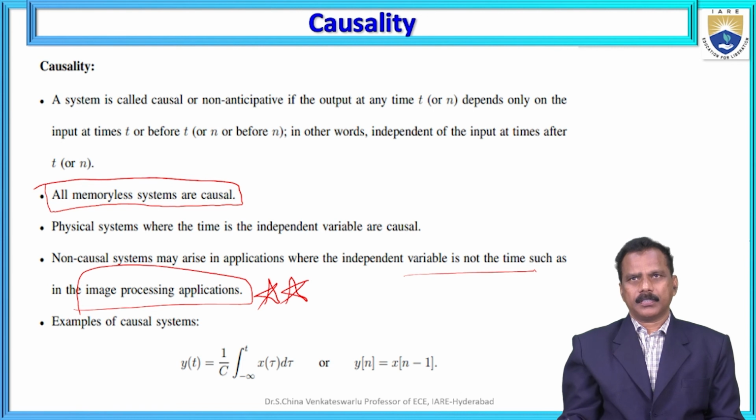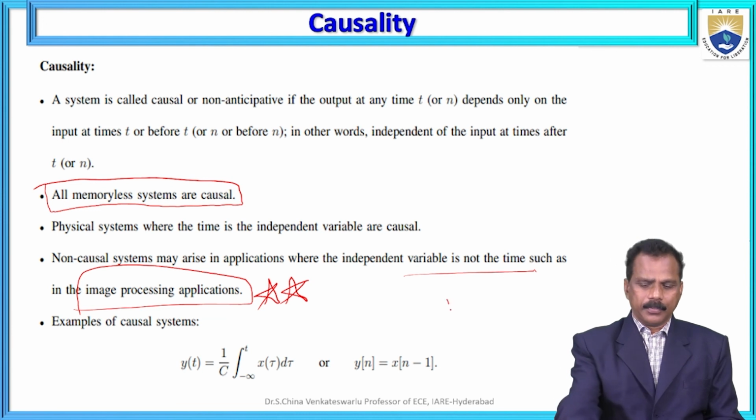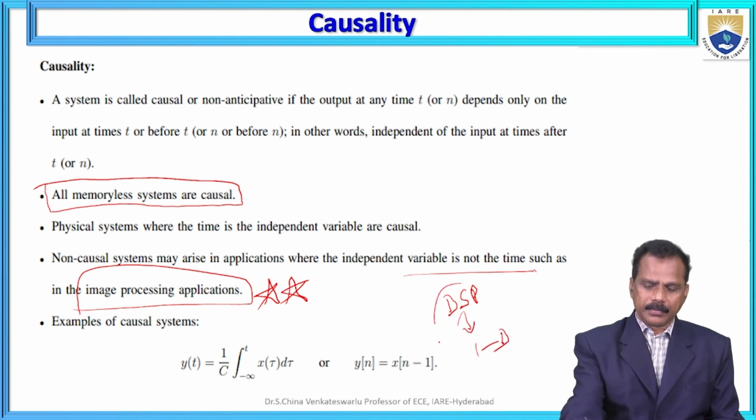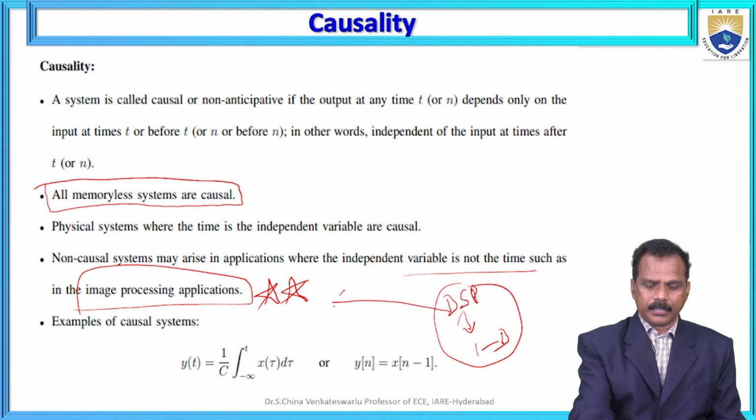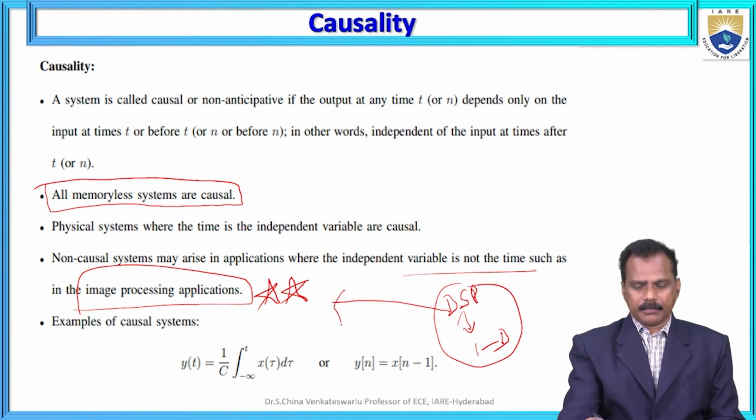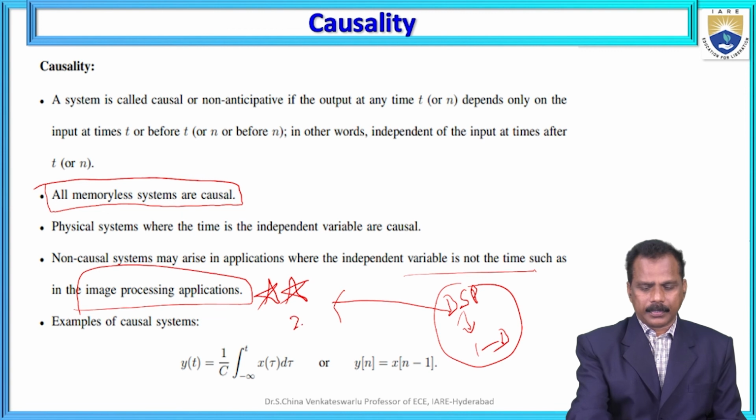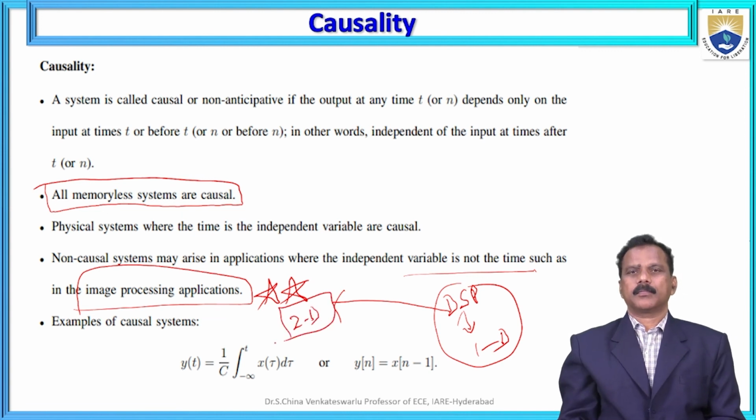The major application of DSP, digital signal processing, is image processing. We are concentrating on the one-dimensional case of DSP applications, whereas in image processing applications we try to verify the two-dimensional case. This is the major application of DSP: image processing.